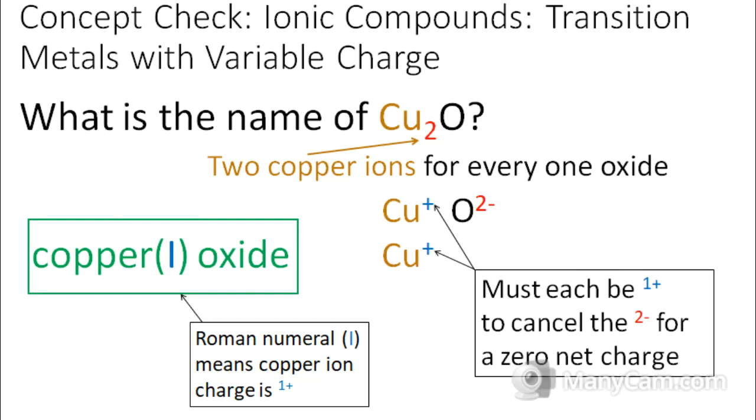So in order to figure out what the charge must be on each copper, I thought that, well, since there is a 2- charge on the oxide, each one of those 2 coppers must have a plus 1 charge, right, or a 1+. And so when I write out the name, I place that 1 in the Roman numeral after the copper to mean that the charge on copper is a 1+. Then I left a space, and then I named the anion as oxide.